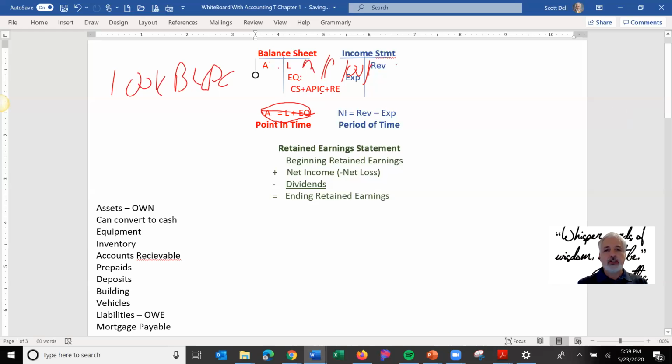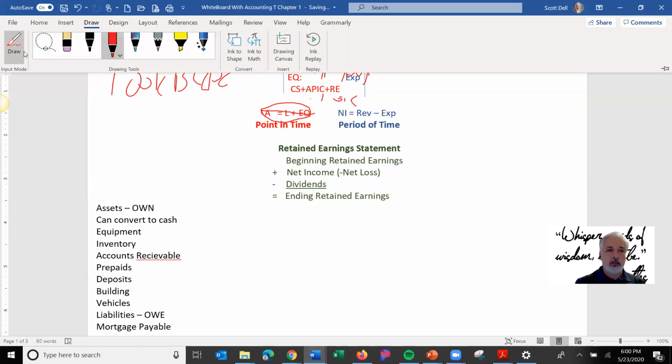What happens if we pass around the hat and we raise some cash? We sell some equity. Maybe we have $10,000 in equity, common stock, and $10,000 in cash. We're still in balance. We've got $110,000 liabilities plus equity. We've got $110,000 in assets. So let's go back down to our flow and see what we're doing here.